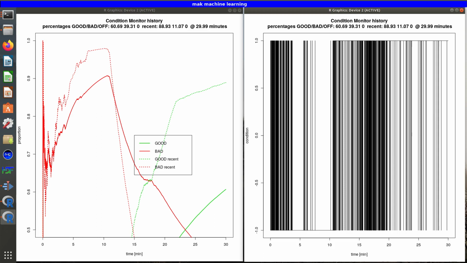The condition monitor history here is displayed by two graphs. The right-hand graph shows the classifier output oscillating between plus and -1, and according to statistics, the good bearing was recognized only for 88.93% of the second half of the testing time. The left-hand graph shows the history of percentages, and we see that the green dotted line for a recent good percentage begins to rise after approximately 15 minutes. This can be interpreted as the result of a hitherto unknown warming up behavior of the machine.